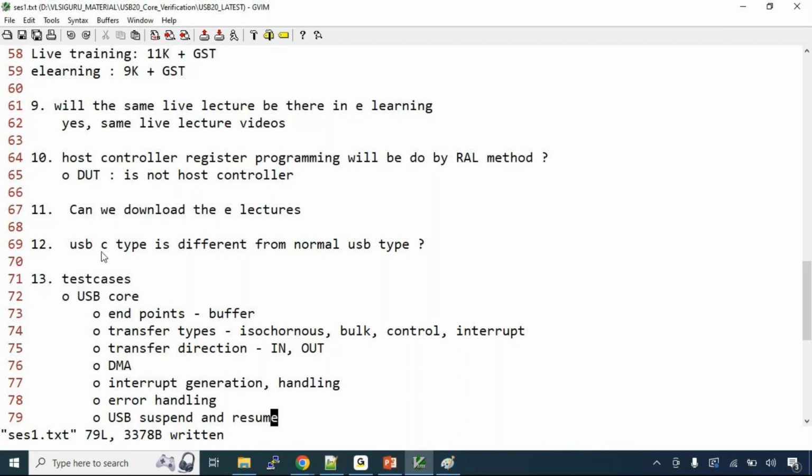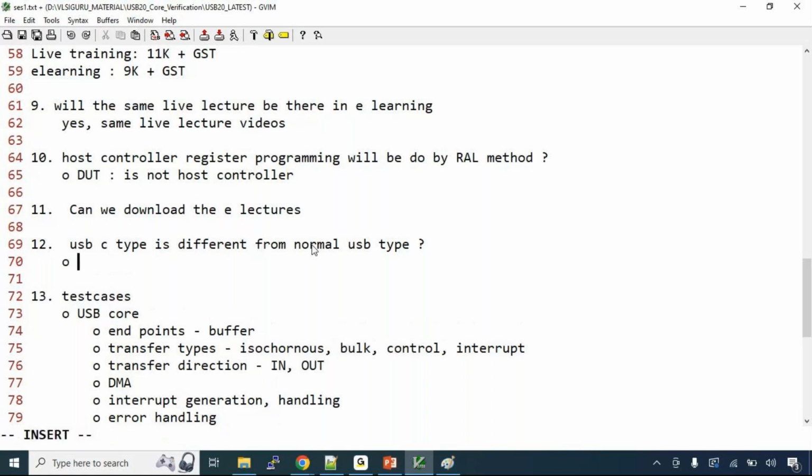Someone asked a question: USB-C type is different from normal USB type. See, the form factor is different. What is form factor? The size gets reduced, right? This is normally how it looks like. C type looks like this much only. So the form factor will differ. Otherwise, they will be the same.